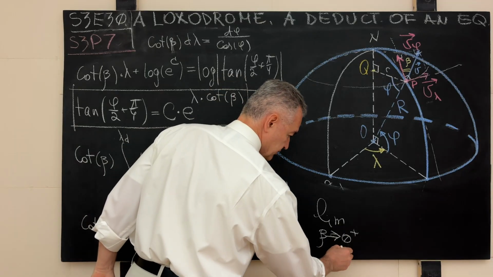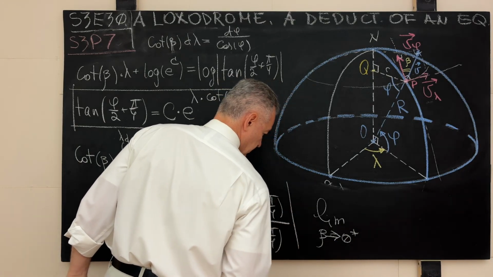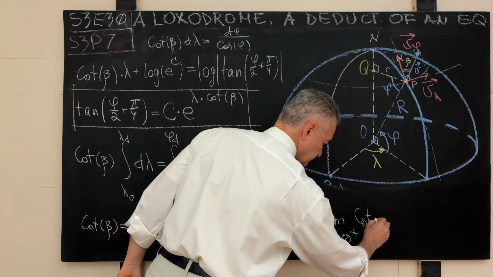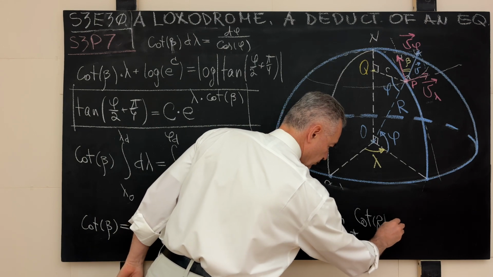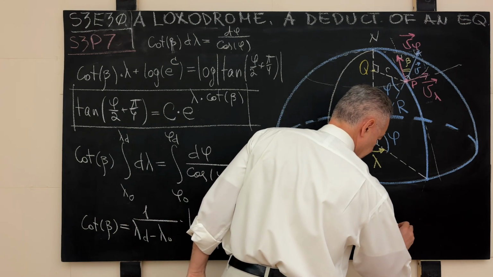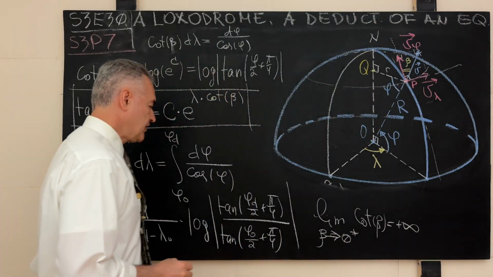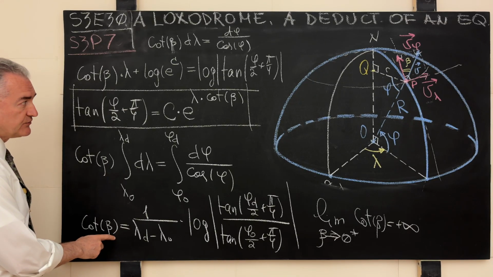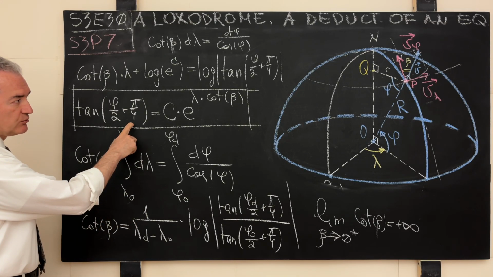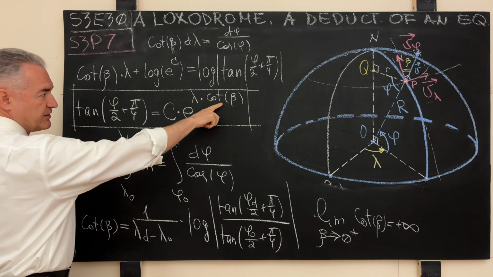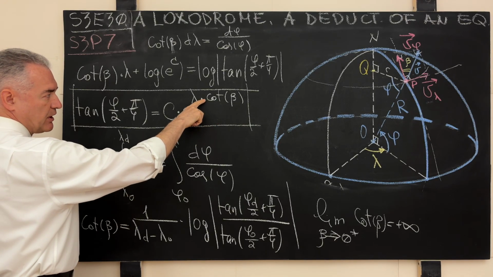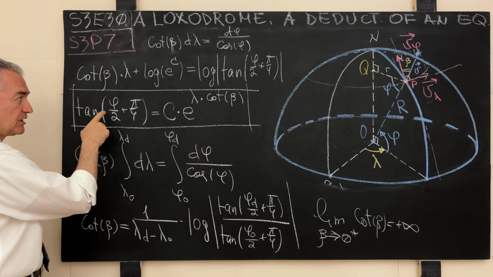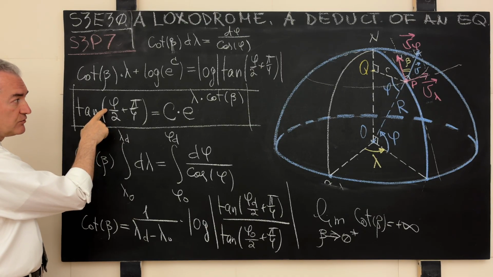But when beta tends to 0, let's say from the positive side, we have cotangent of beta tending to positive infinity. And when the cotangent of beta is positive infinity, then correspondingly what will happen over here? Here, this power will be e raised to the power that tends to positive infinity. Again, in the limit, we will have positive infinity.